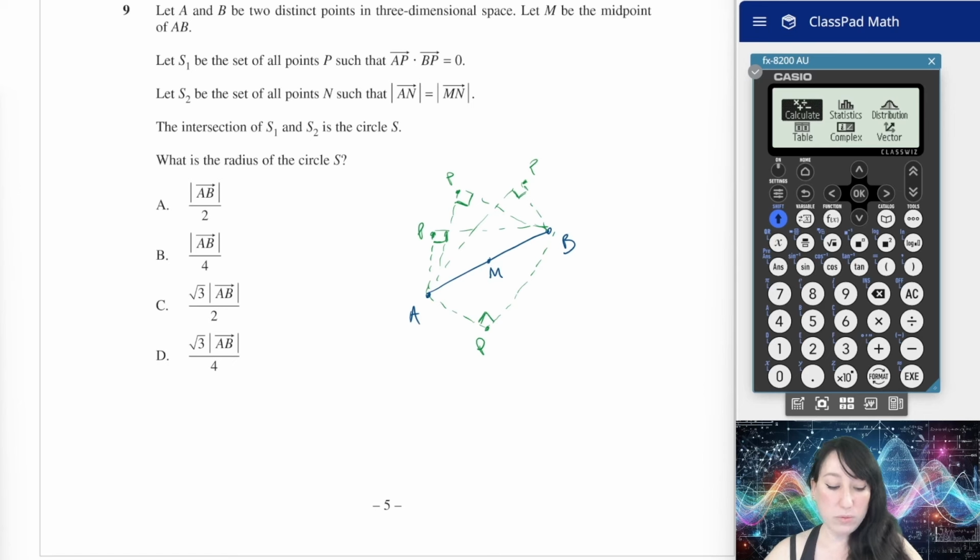So right now, it looks a bit 2D, and it looks like P would, of course, form a circle. However, this is in 3D space, so you can imagine rotating this and having the same thing all the way around. So the points P actually form a sphere where AB is a diameter and M is the center.